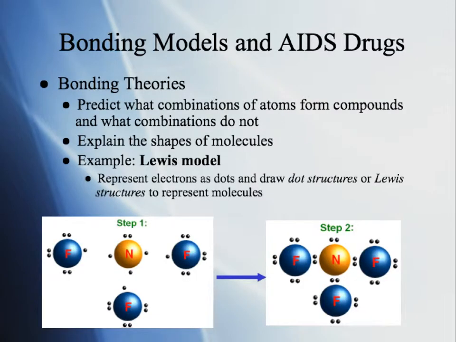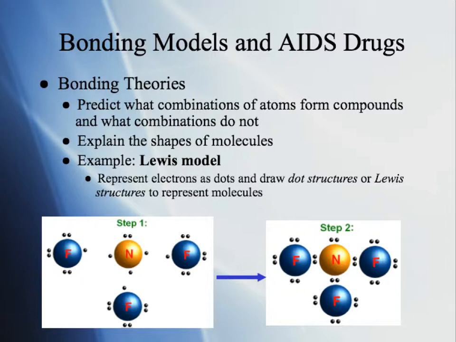So what does this have to do with what we're learning in this chapter? Well, those same bonding theories that researchers used to figure out how potential drugs would fit into the active site of these HIV protease proteins are what we're going to study. We're going to study a particular bond theory called the Lewis model. And remember, bond theories predict what combinations of atoms are going to form compounds and what combinations don't. These bonding theories will also, as you'll see further in this chapter, help us explain the shapes of molecules.